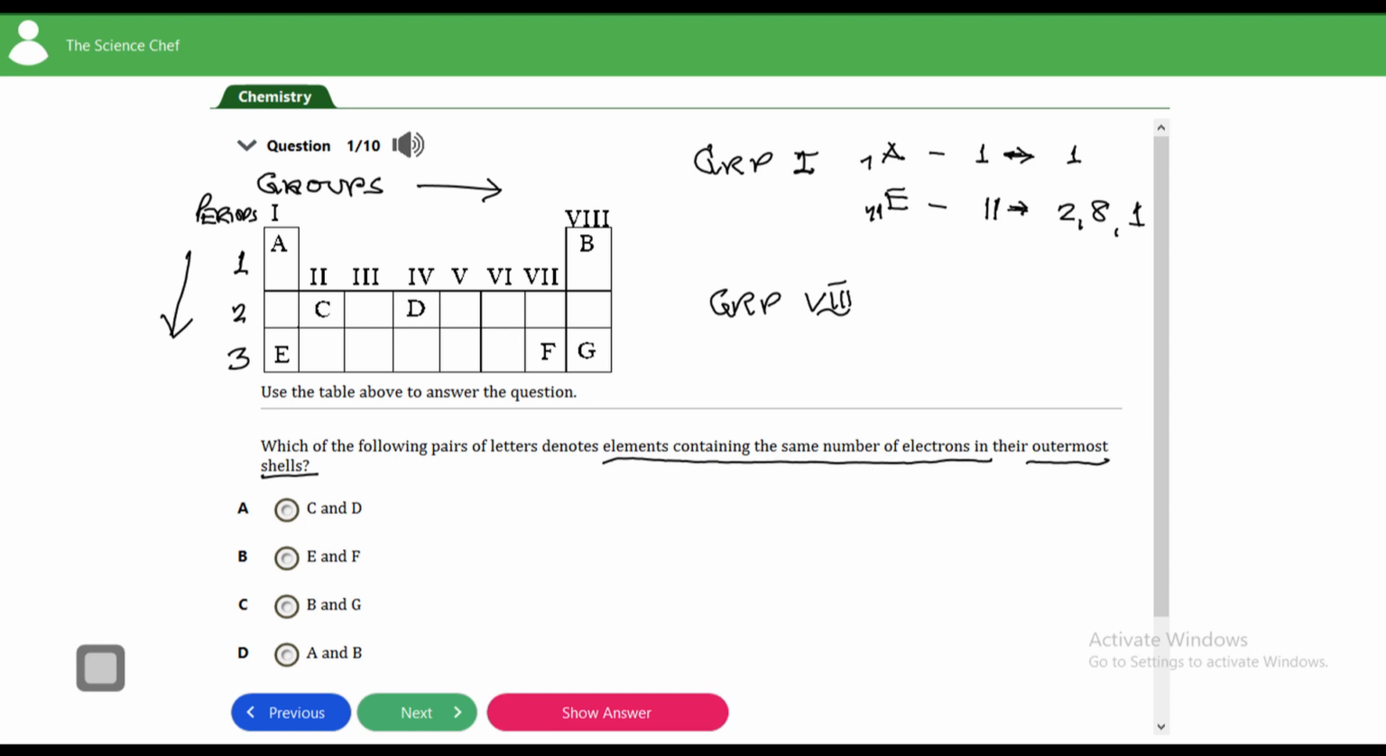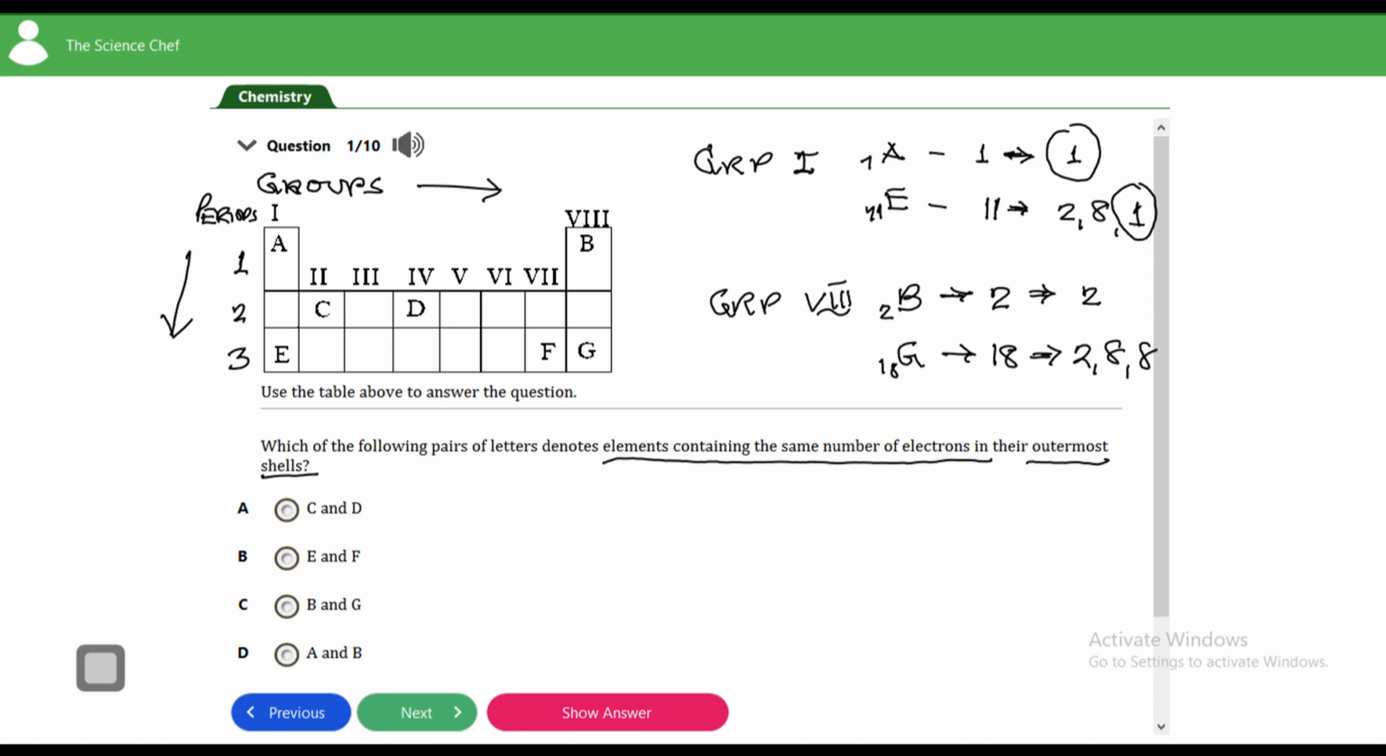Now group 8, we have B and G. B is 2, while G is 18, right? The electronic configuration of B is 2, while that of G is 2, 8, 8. Now the question says which of the elements contain the same number of electrons in their outermost shell. Coming to group 1, A has only 1 electron. That's the only electron in the atom, and that's also the only electron in the outermost shell, right? While E has 1 electron in its outermost shell.